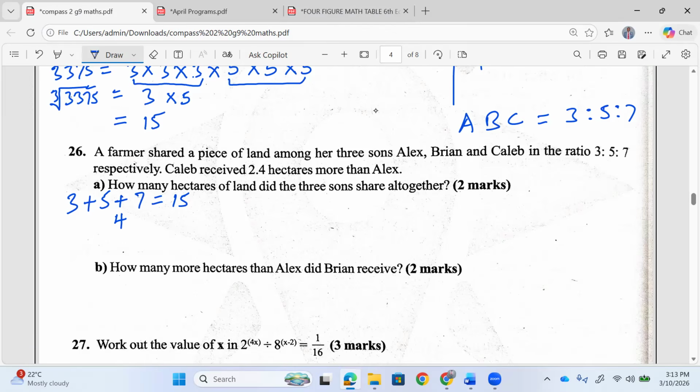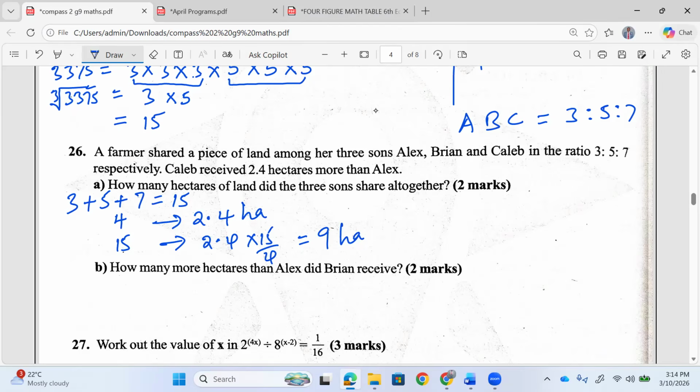So these 4 proportions is the one that brought a difference of 2.4 hectares of the land, meaning that you can get the 15 proportions that were being shared. 2.4 by 15 over 4. This gives us exactly 9 hectares of land. So there was 9 hectares of land that was being shared by these 3 sons.